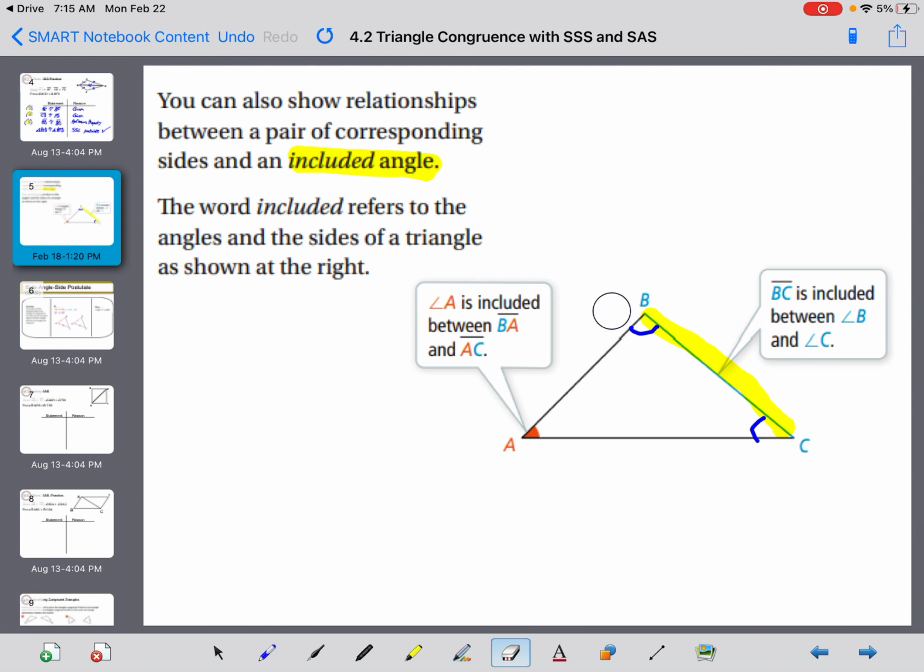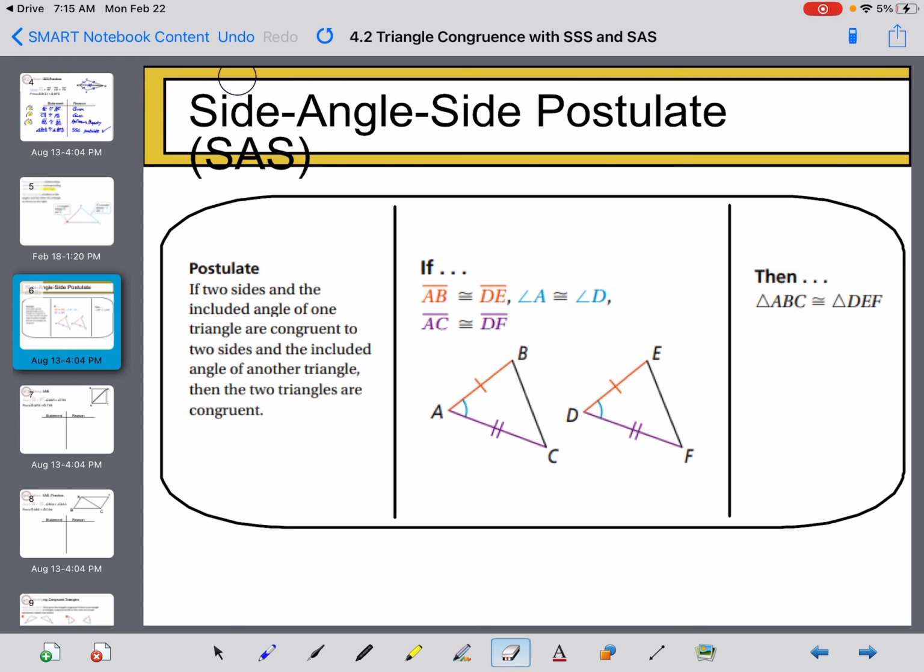So now you have side, angle, side, which is exactly what it says. Instead of proving three sides, you need a side, an included angle, meaning in between, and another side. So if two sides and an included angle of one triangle are congruent to two sides and an included angle of another, then the two triangles are congruent.